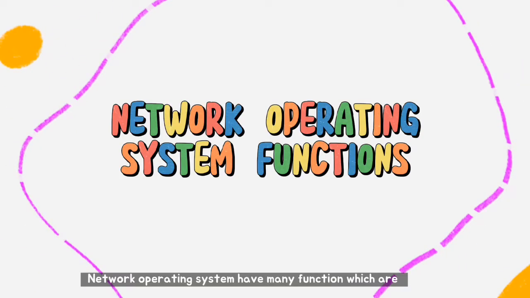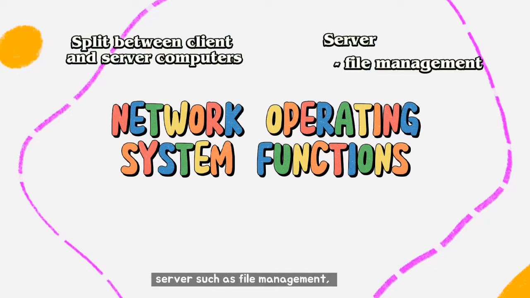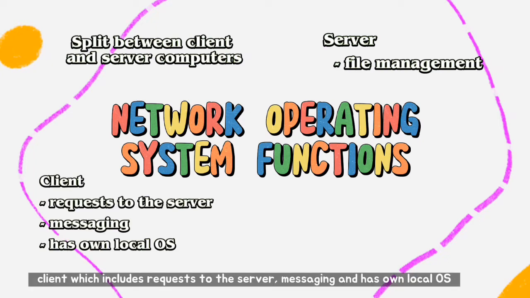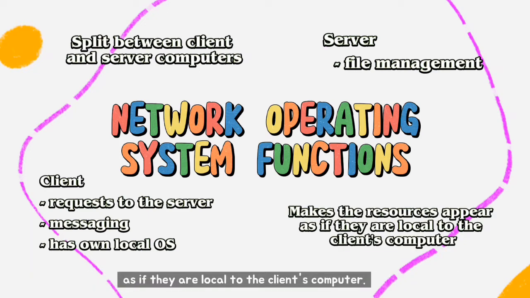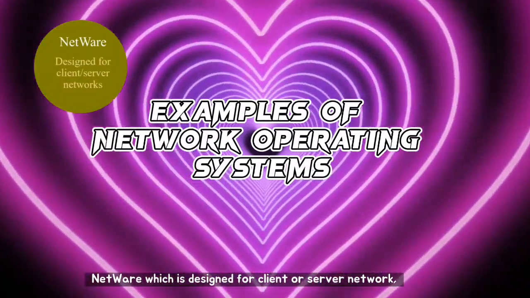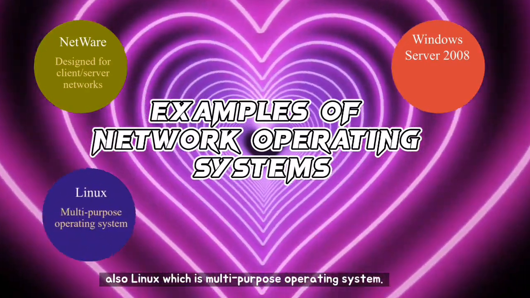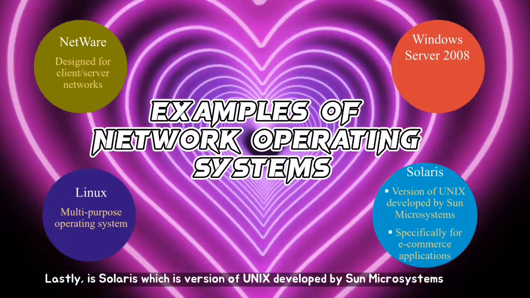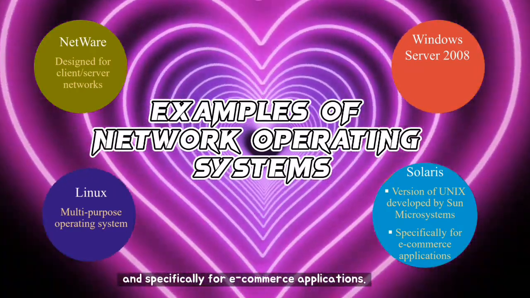Network operating system has many functions, which are split between client and server computers. Server, such as file management. Client, which includes requests to the server, messaging, and has its own local OS. And last but not least is to make the resources appear as if they are local to the client's computer. The examples of network operating systems are NetWare, which is designed for client or server network, and Windows Server 2008. Also Linux, which is a multi-purpose operating system. Lastly is Solaris, which is a version of Unix developed by Sun Microsystems, and specifically for e-commerce applications.